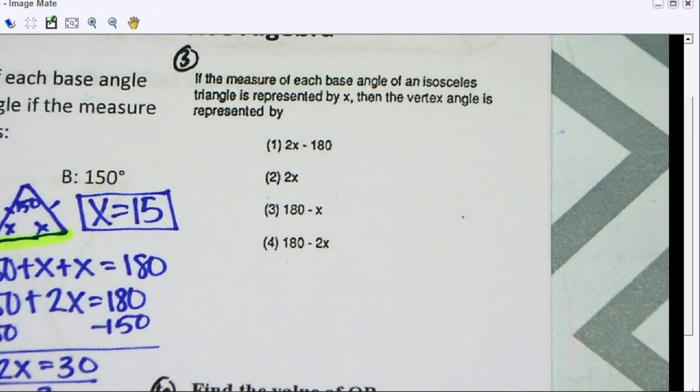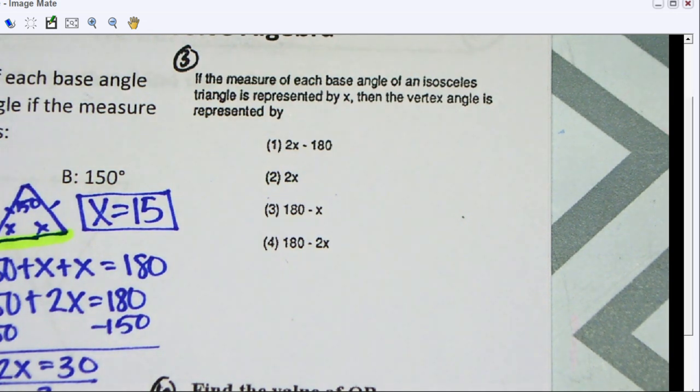We've been doing it. We've already solved it on previous problems. So let's read through it first. It says, if the measure of each base angle of an isosceles triangle is represented by x, then the vertex angle is represented by blank. Now, none of those are number answers. None of them. They're equations or expressions. But let's stop and draw the picture. So what picture should I draw?